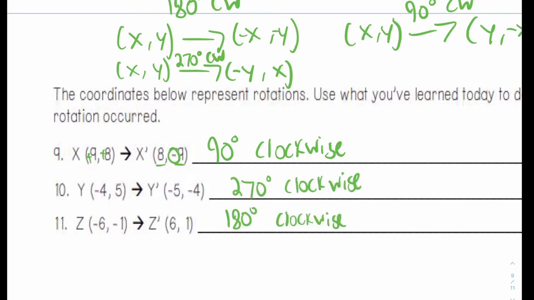There you go. Second one, number 10, is 270 degrees clockwise. Last one, 180 degrees clockwise. And the last one, both of the signs changed. That's how we know it's 180 degrees. Number 10, only the sign of the new X changed. The new X, that sign changed. And they switched places. So that's 270 degrees.